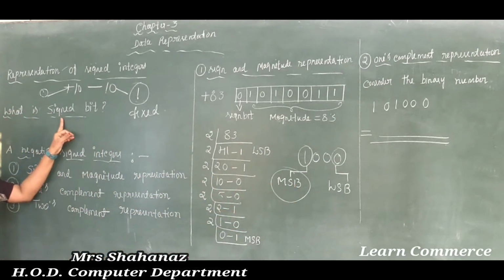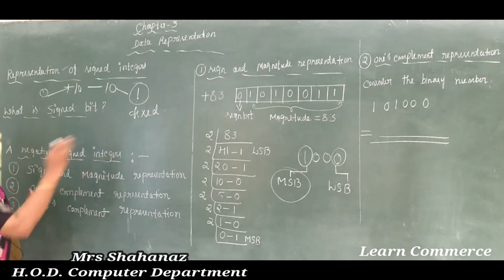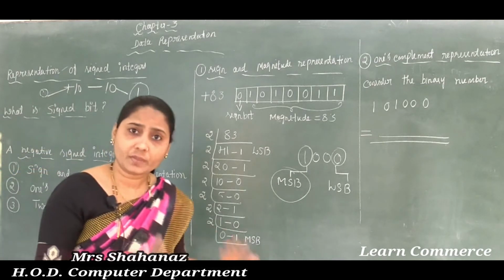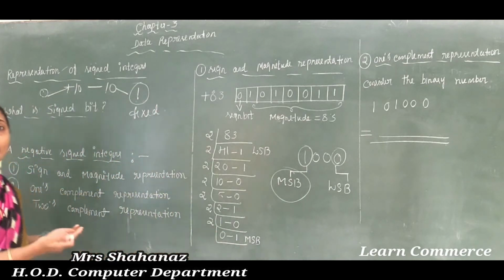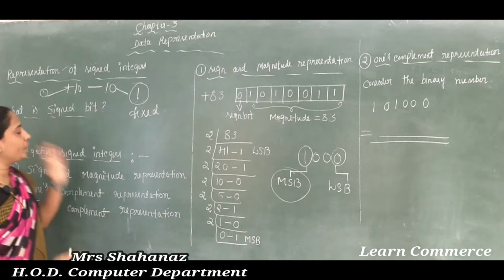Understood? Where do we use the sign bit? That means it depends on the number, whether it is a positive number or a negative number, we are going to use the sign bit. As we know, the positive number is equal to 0 and the negative number is equal to 1, that means we need to use the sign bit at the leftmost side. So what do you mean by the sign bit?